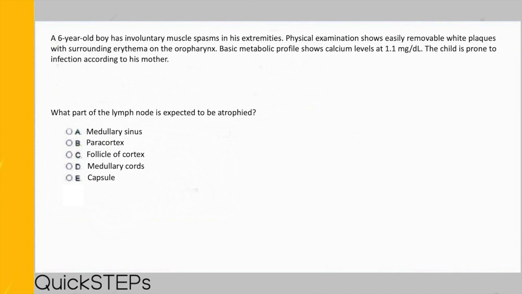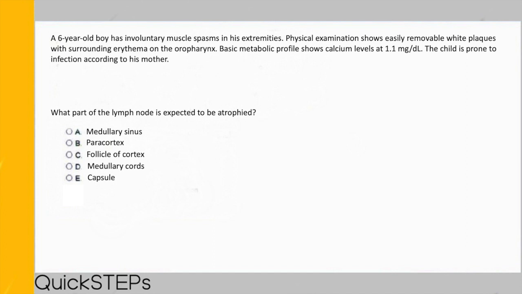So I'll read the second to last line with you guys, then go to the question itself, and then go to the answer choices, and then we could read over the whole thing, okay? So the last two lines, it begins with basic metabolic profile shows calcium level is at 1.1 milligrams per deciliter. The child is prone to infection according to his mother. What part of the lymph node is expected to be atrophied? A, medullary sinus, B, paracortex, C, follicle of cortex, D, medullary cords, E, capsule.